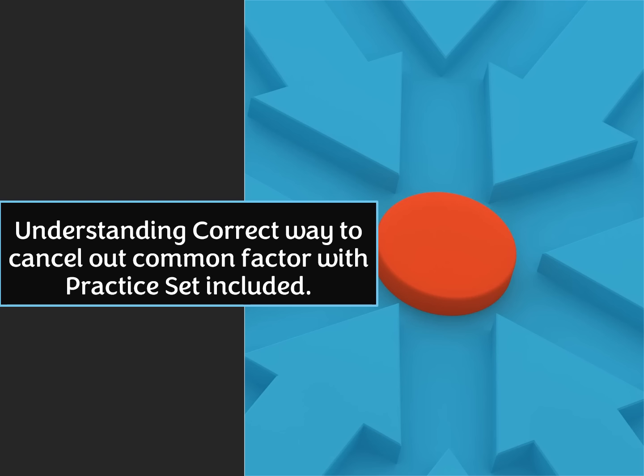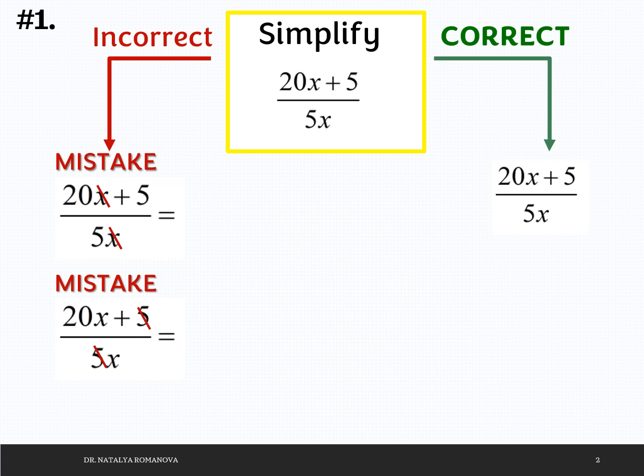Understanding the correct way to cancel out a common factor is a very significant approach in an algebra course to find the correct solution for simplifying rational expressions. We use this method in precalculus, calculus, and differential equation courses. In the first example, we have to simplify 20x plus 5 over 5x.